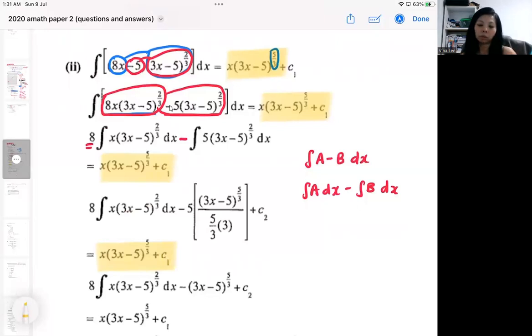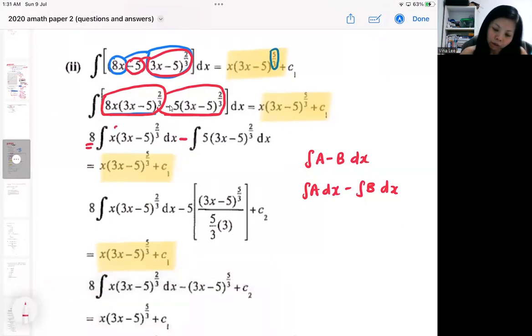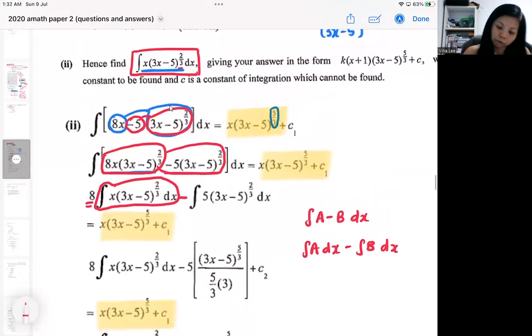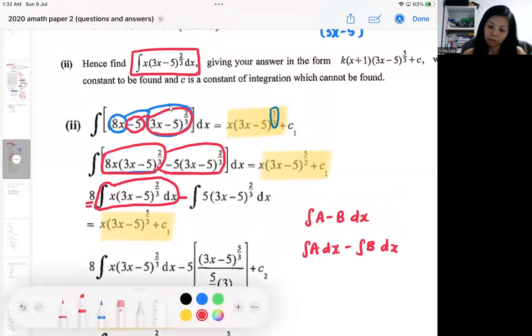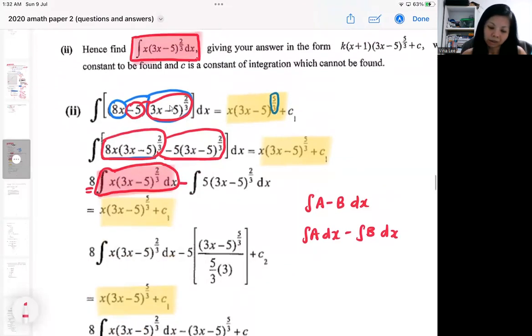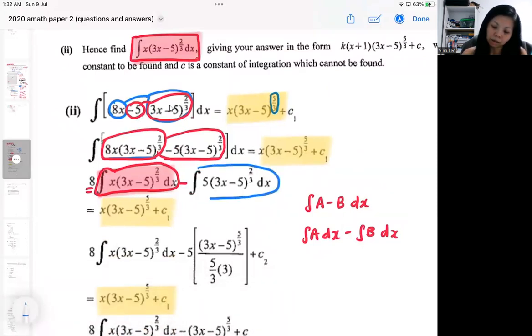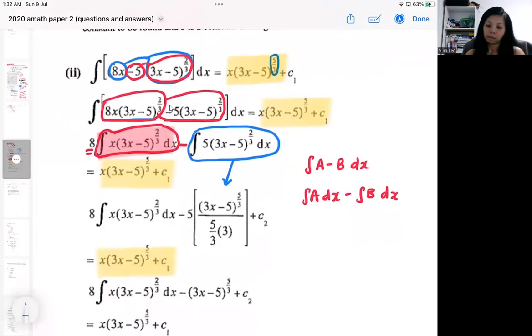Okay, so observe the two integrations. If you observe the two integrations, this is what the question wants. The question is asking you for this. So do you realize the question is asking you for this? So this is the one that the question is asking for. Whereas the second integration is something that I can integrate myself, by applying one of my basic integration formulas.